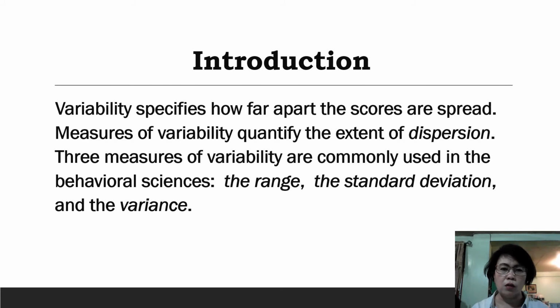For the introduction, let us try to discuss variability. Variability specifies how far apart the scores are spread, and it measures or quantifies the extent of dispersion. Three measures of variability are commonly used in the behavioral science: first, the range, the standard deviation, and the variance. Let us try to discuss each one of them.